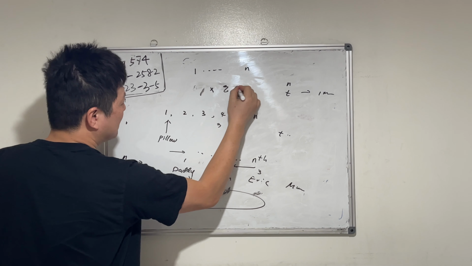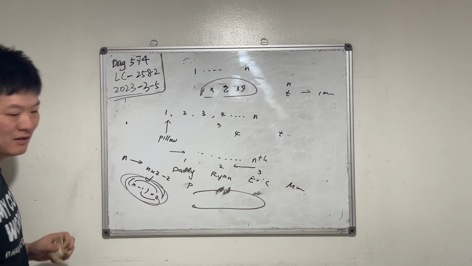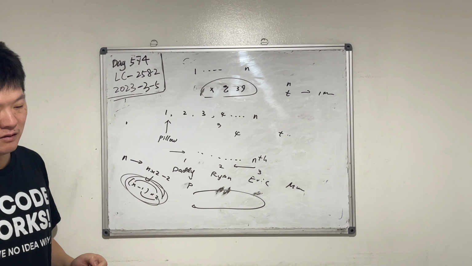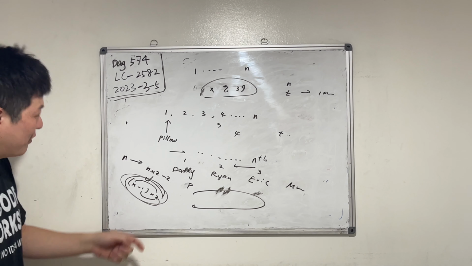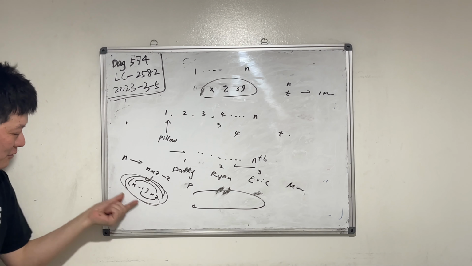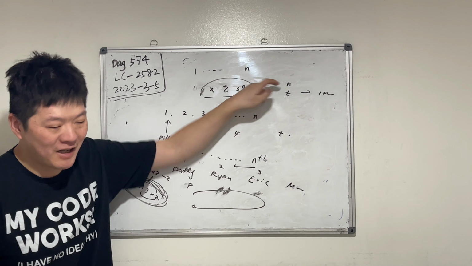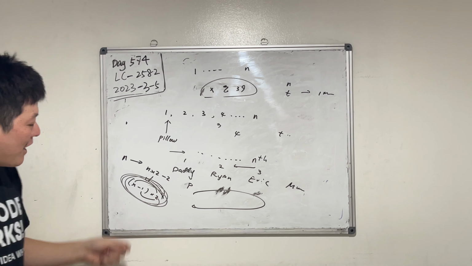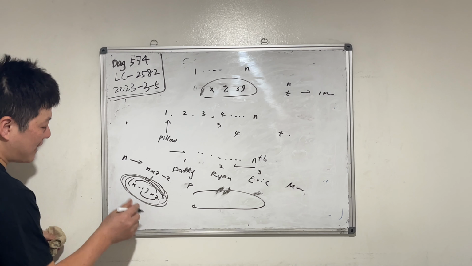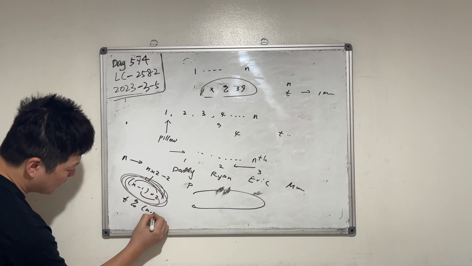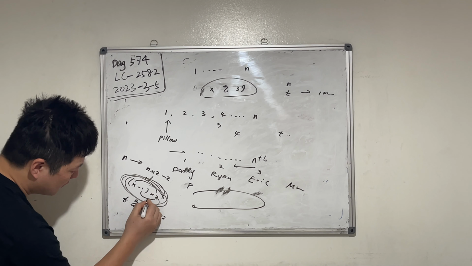For example, x modulus 39. How many possibilities? What are the possible values? 0 to 38. 39 values, right? So any number t modulus this one gives this number of possibilities. So we're reducing the t to within n, right? Make sense?